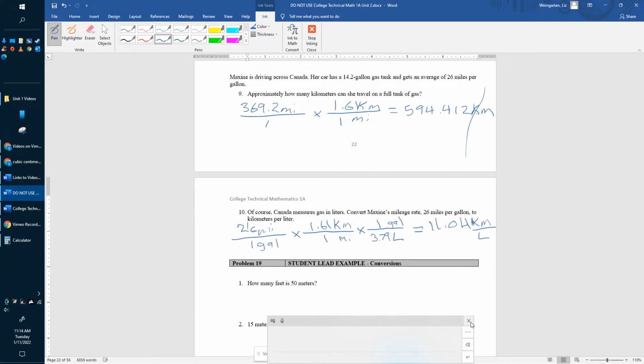That takes us to the end of metric and US conversions. There are some examples for you to do in problem 19 on your own, so good luck with those.